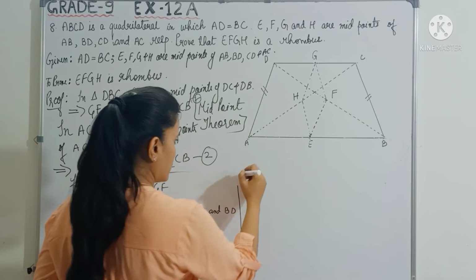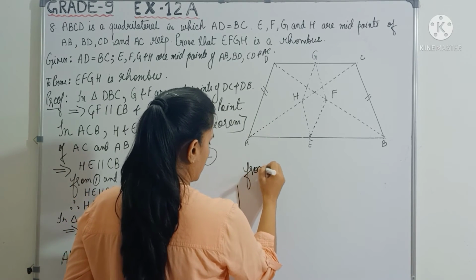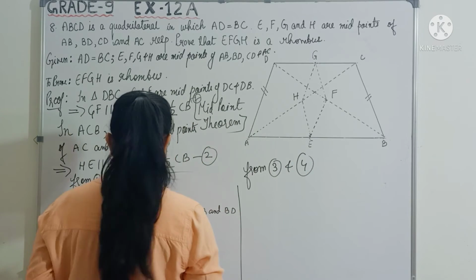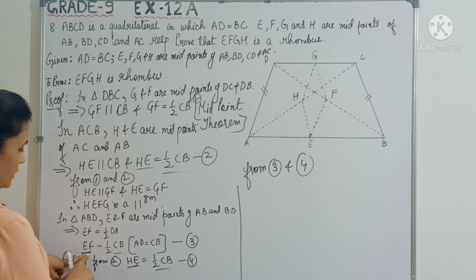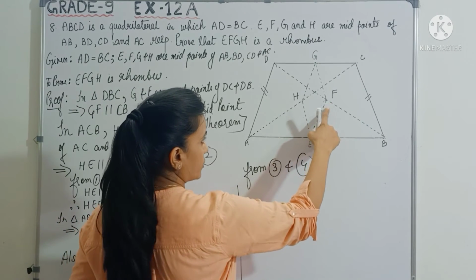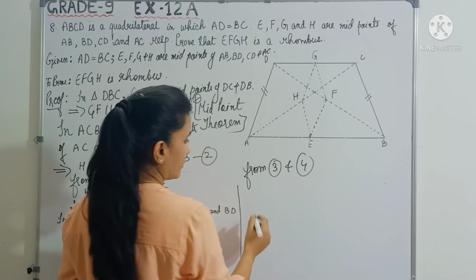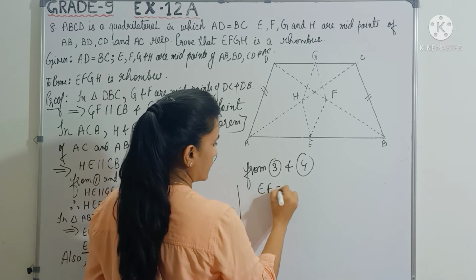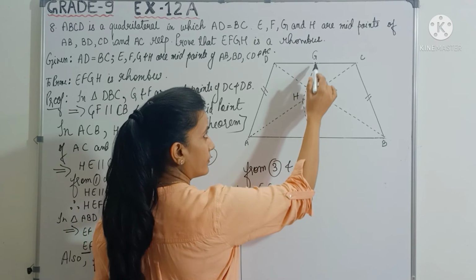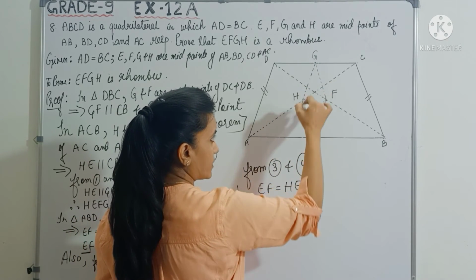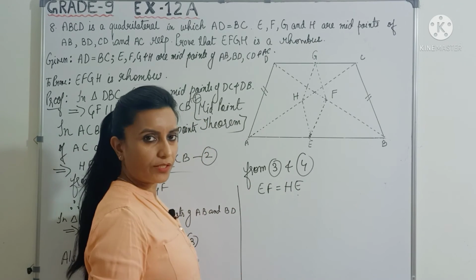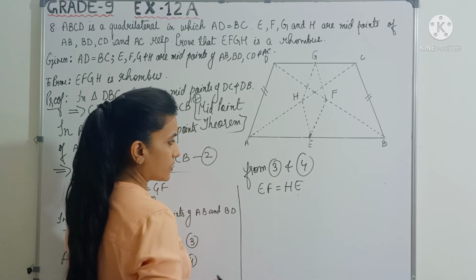So from 3 and 4, you can conclude that EF is equal to HE. Okay. So we have shown that in parallelogram GHEF, one pair of adjacent sides are equal. So this becomes a rhombus, right?